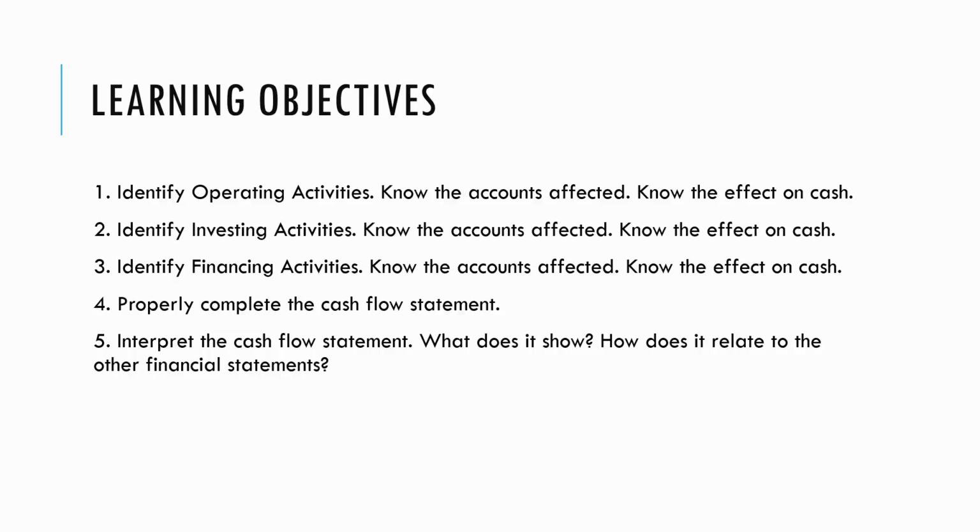And our learning objectives: we need to understand what operating activities are, investing activities, and the accounts and how they affect cash, and financing activities, and how to complete a cash flow statement. There's two methods to completing a cash flow statement: the direct and the indirect method. I'm not going to require you to understand the indirect method. All we're going to do at this level of our instruction is understand what the direct method is. And then it's very important that you understand how to read a cash flow statement and what it shows.